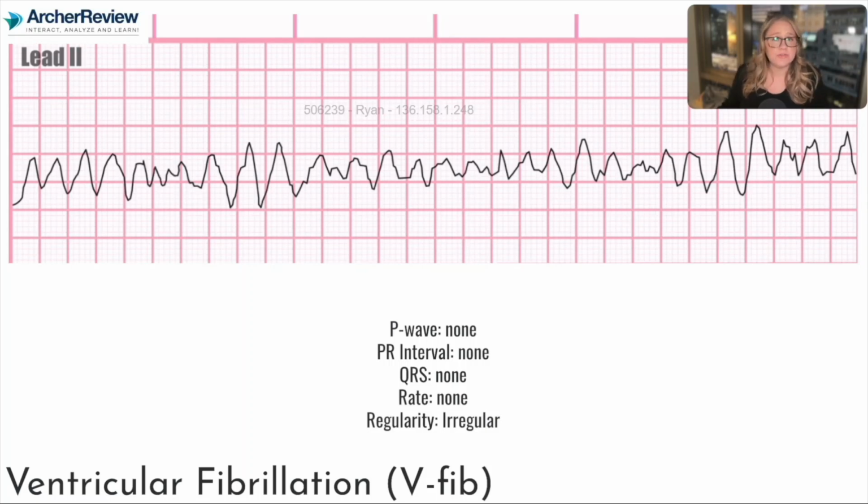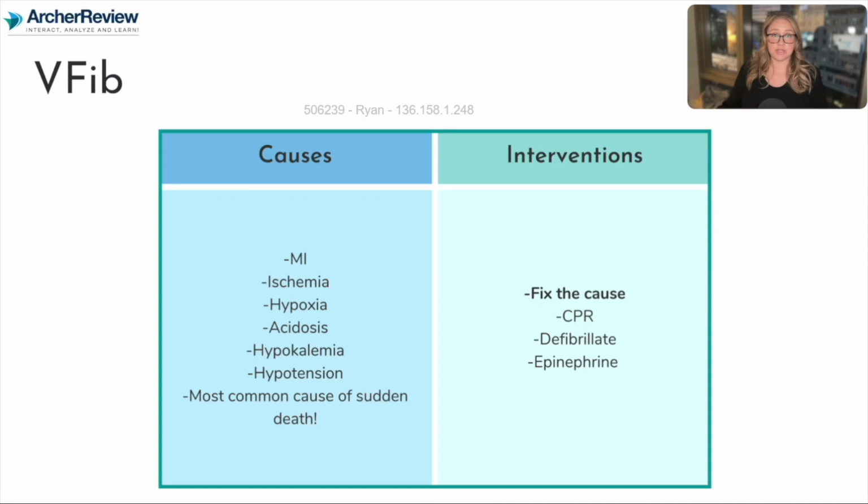So in VFib, we do not have a pulse, and this is an acute, life-threatening arrhythmia. Your priority intervention in ventricular fibrillation is defibrillation. You can remember this: VFib, defib, all right? Whenever you see VFib, you want to immediately shock that patient as soon as you possibly can.